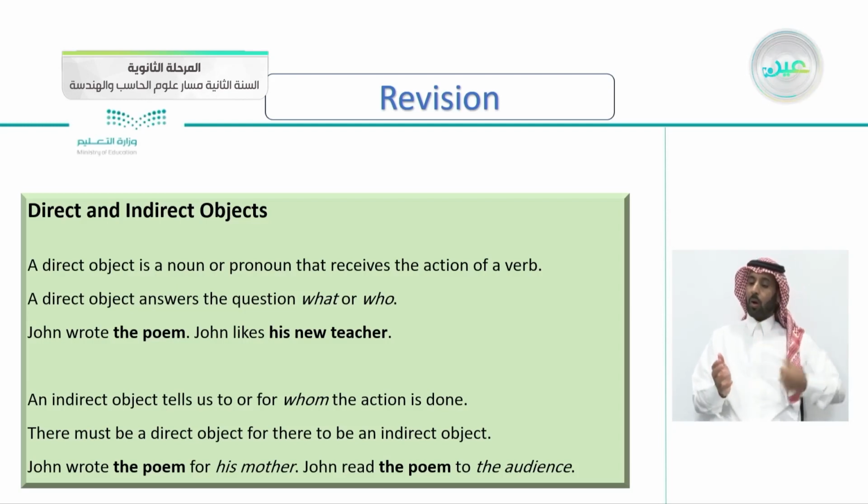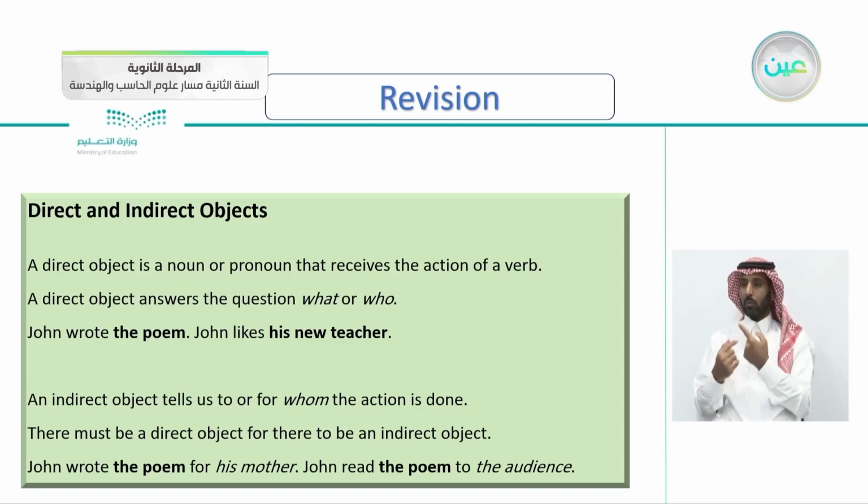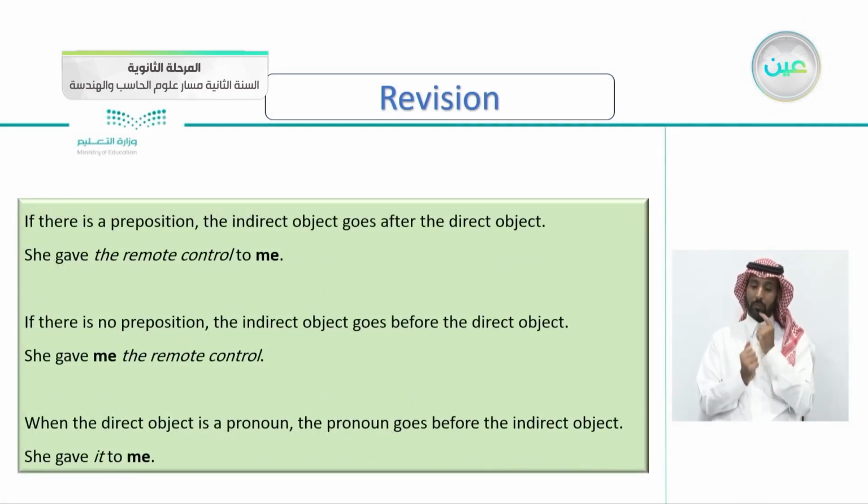John wrote the poem. So the poem here is the direct object because it's the noun that receives the action of the verb. Or another example here, John likes his new teacher. And also here, if there's a preposition, the indirect object goes after the direct object. She gave the remote control to me. If there's no preposition, like to or for, the indirect object goes before the direct object. She gave me, so me here is the indirect object, the remote control, which is the direct object.